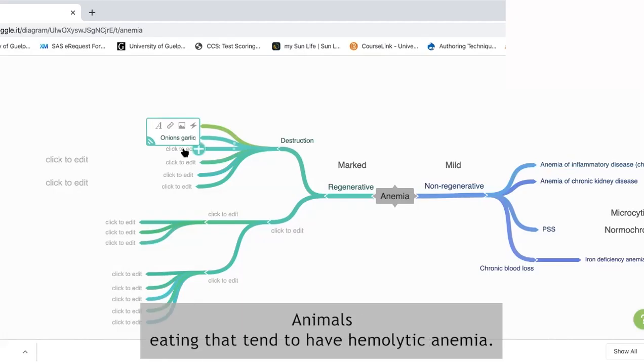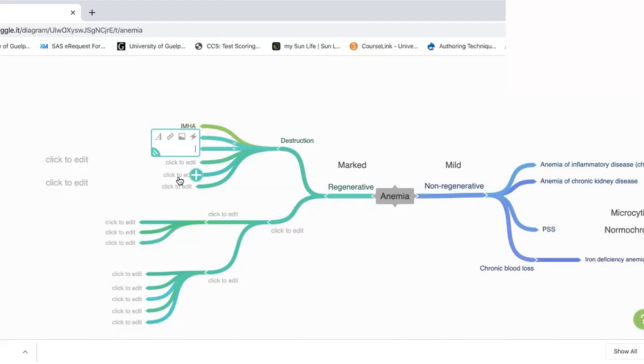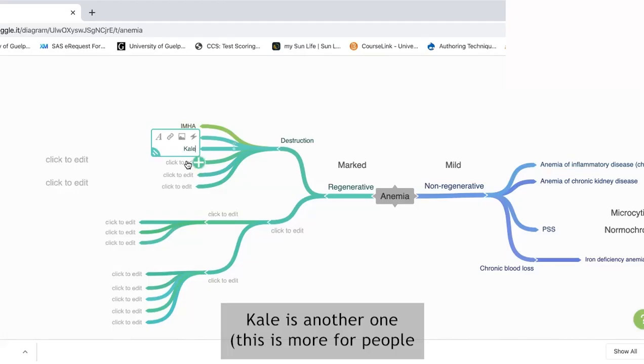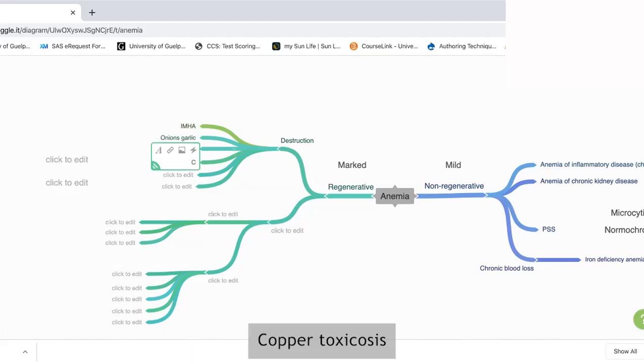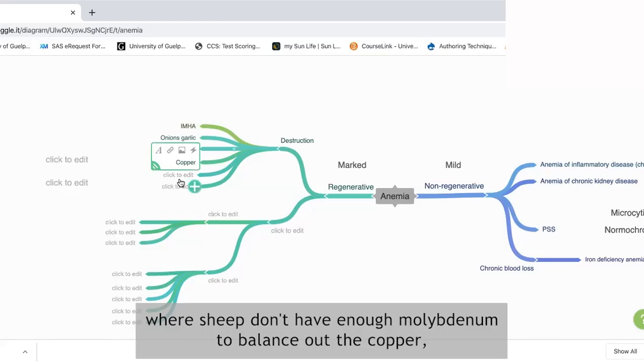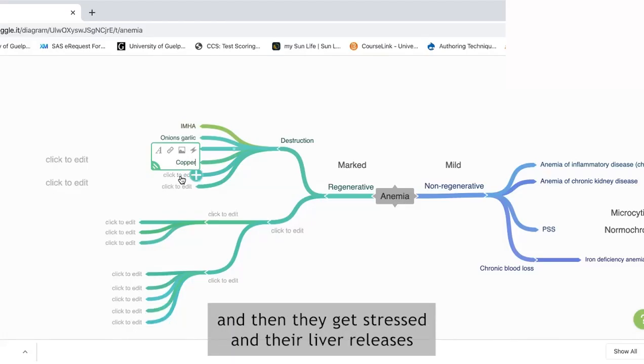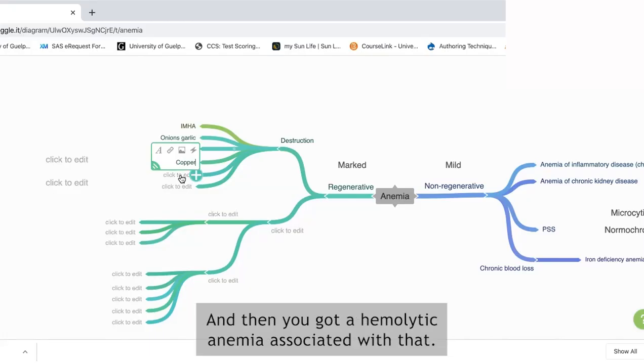Animals eating that tend to have hemolytic anemia. Kale is another one. This is more for people who might be going to New Zealand where they feed kale crops. Copper toxicosis, where sheep don't have enough molybdenum to balance out the copper, and then they get stressed and their liver releases all the copper that it's been storing up, and then you get a hemolytic anemia associated with that.